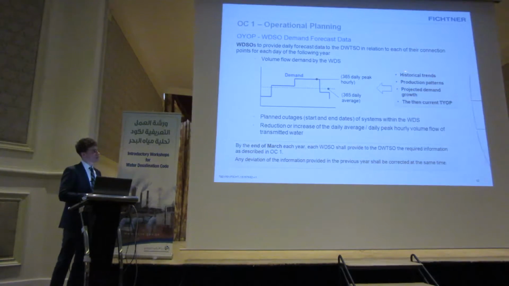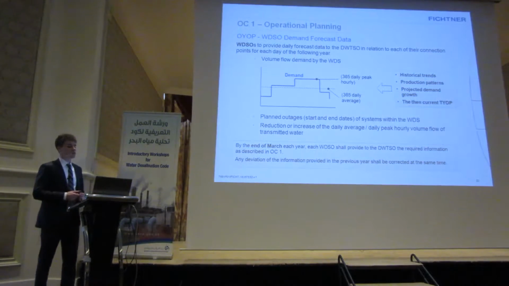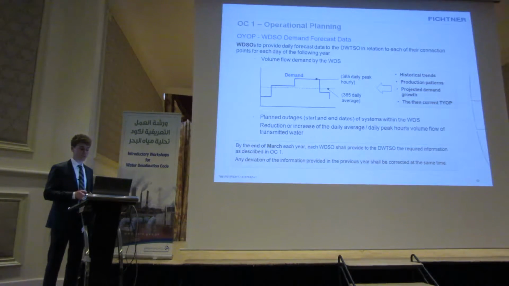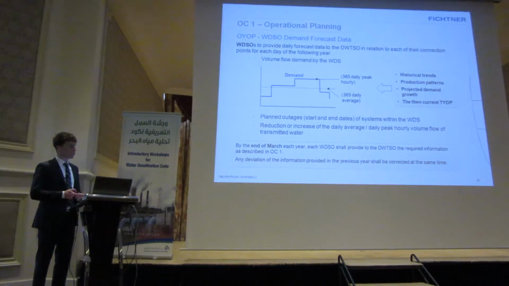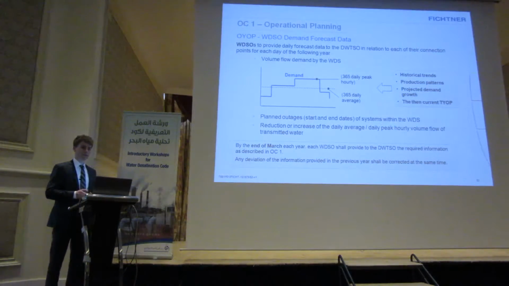And to be able to get these data, the historical trends are important. The distributors also use production patterns they know. They will use the projected demand growth and also the current 3-year operating plan. Besides volume flow, they have to deliver maintenance data. All planned maintenance with start and end dates within the system has to be delivered to the DWTSO. So very important for all distributors is that at the end of March, it is foreseen that they deliver those volume flow and maintenance data.